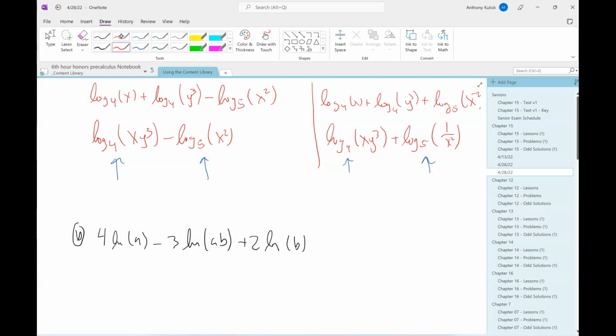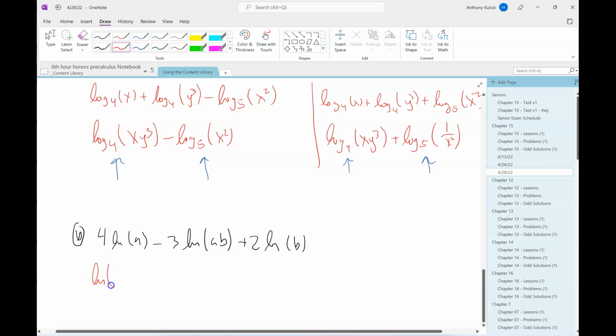Okay, so 4 natural log A minus 3 natural log AB plus 2 natural log B. First thing we look for is power properties. How many power properties do you see? 3. Okay. Notice here on the second log, when I apply that power property, I have to apply the power to the entire logarithm.